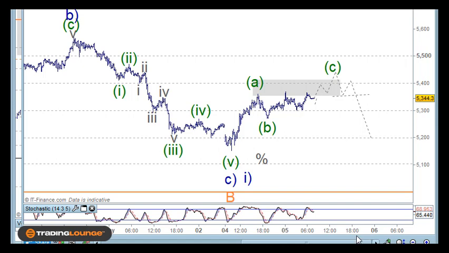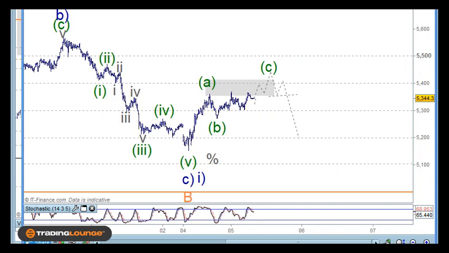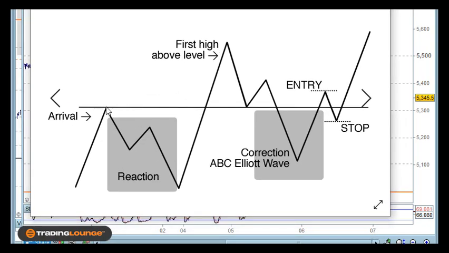So let's just allow this to, obviously we're going to be moving up today, so we'll just allow that to move up, and we should be rolling over from this point here. But like I said, if we get support on this level here, that would require the classic trading levels pattern, which if I can just get a picture of that up for us, is this one here. So just imagine that's the 5,400. We need the arrival, the reaction, the first high above the level, then the corrective move, then support, and then we can go long here.